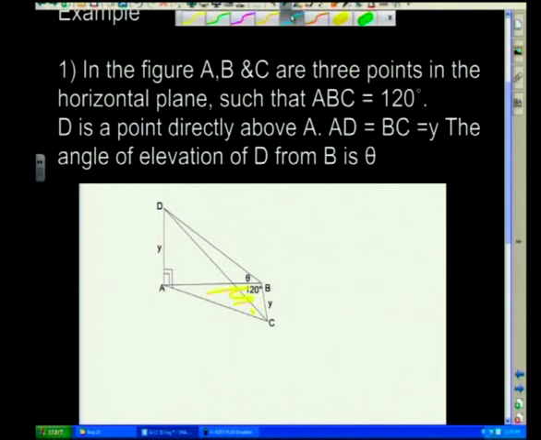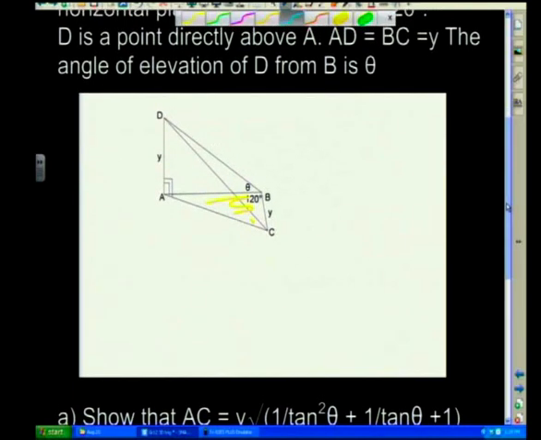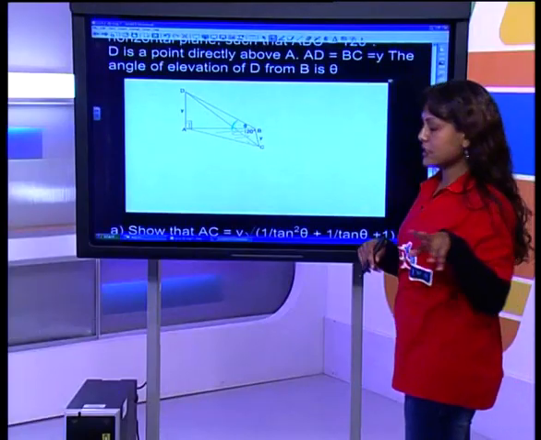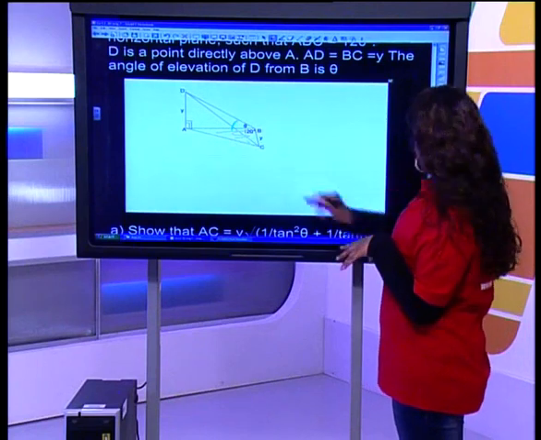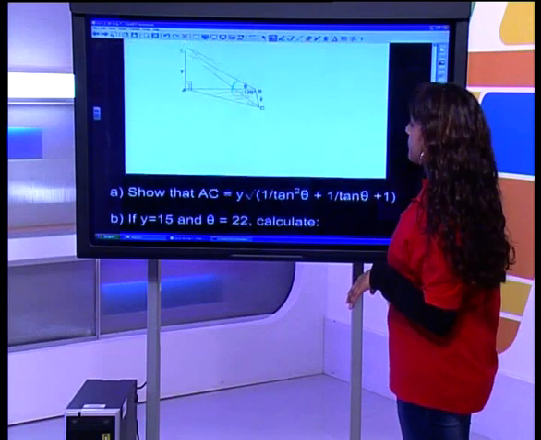BC is equal to y. So all the information they've given you is really on the diagram. And they tell you the angle of elevation of D from B is theta. Okay, so they tell you that that angle is theta. Now, we can write down a little bits of information, but they're not going to really help us with the question, as you'll see in a little while. So I'm not going to make any other little marks there until we have a look at what the question wants.